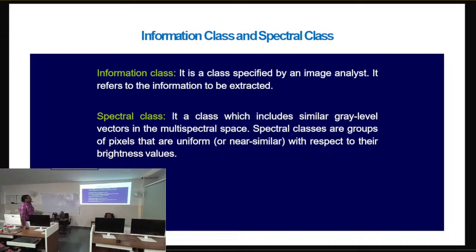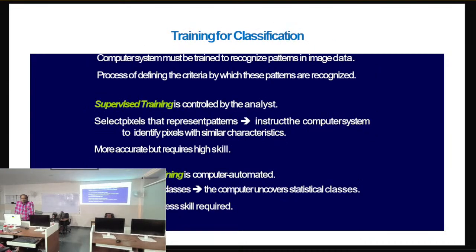And then training for the classification. The first step is the identification of the type of classification you would like to do, supervised or unsupervised. If you want to do a supervised, you provide the information class, and if you want to do unsupervised, you provide the spectral class. And then when you are going ahead with the supervised classification, the information class has to be identified. That's what we'll be calling the training for the classification.